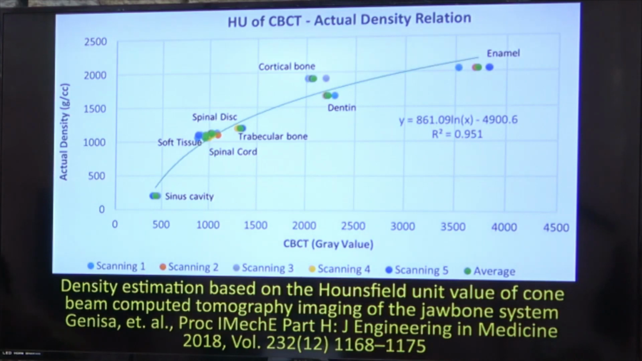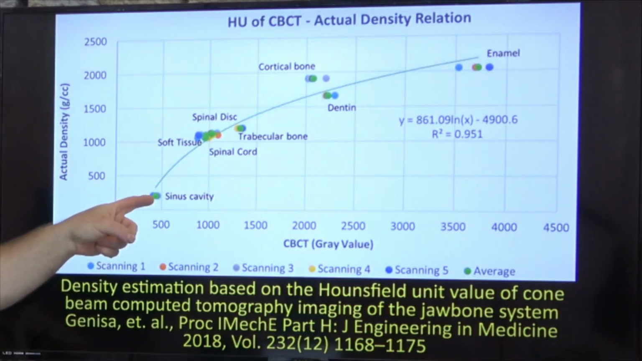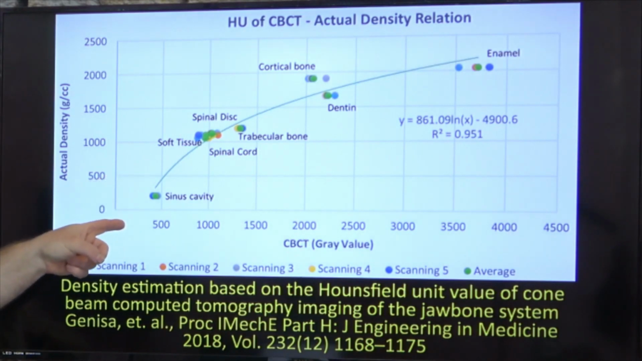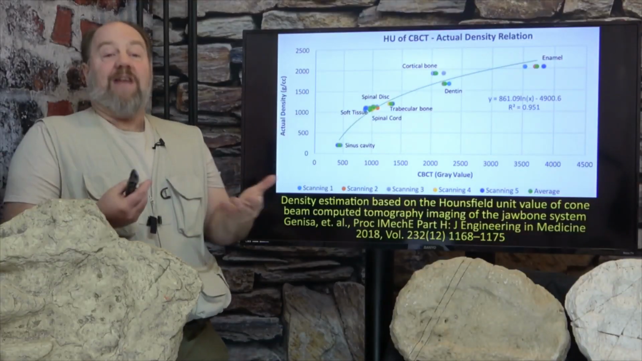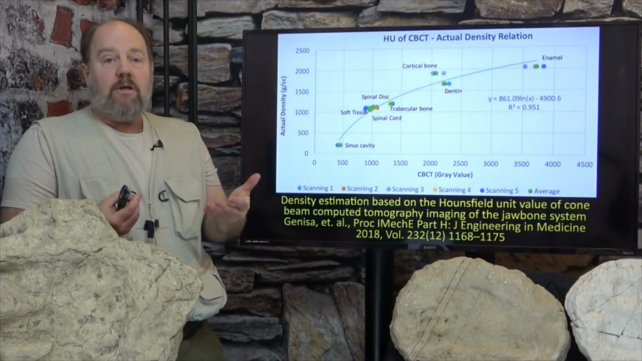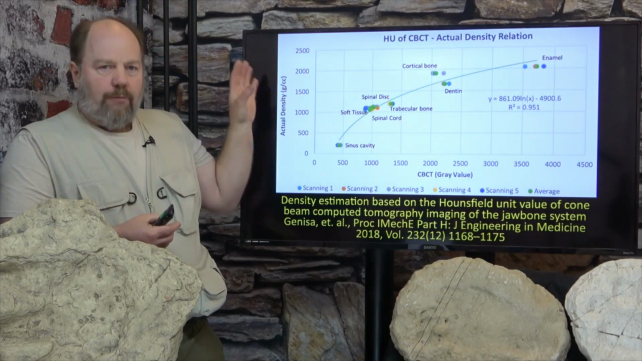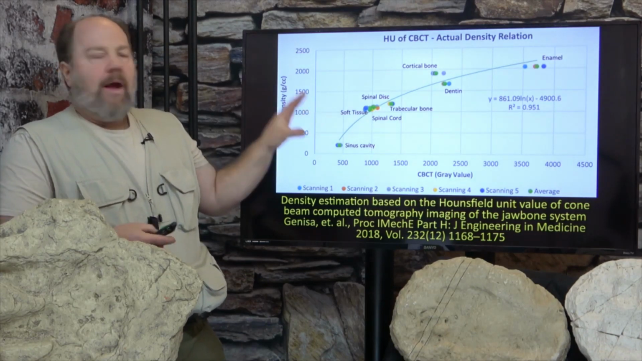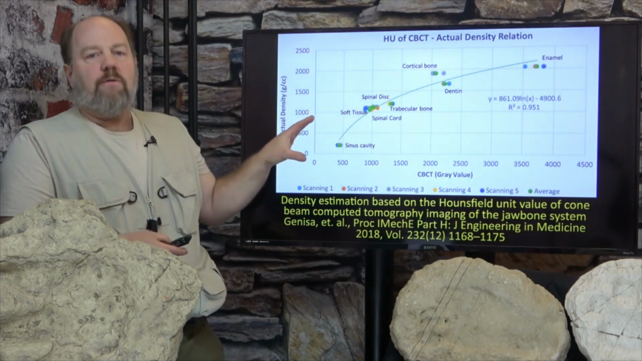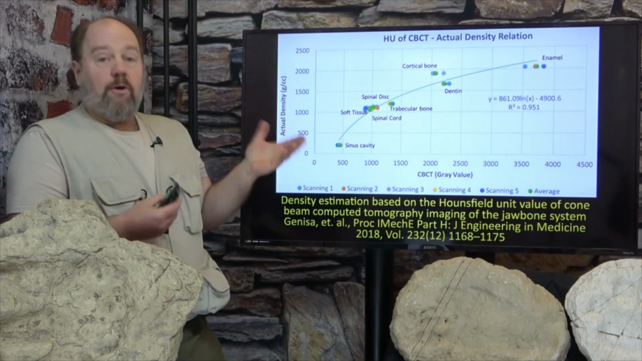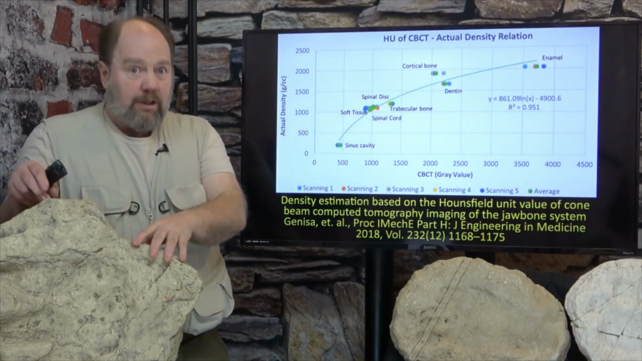To further confuse matters, notice that Janissa et al. use air as the 0 point on their scale, not water. These inconsistent non-standards of measurements in CT scans was precisely what they were trying to address in their paper, and has been a source of confusion for others trying to review the fossil CT scans.